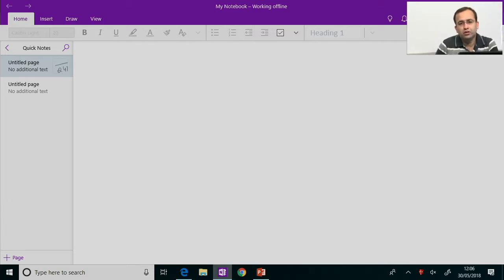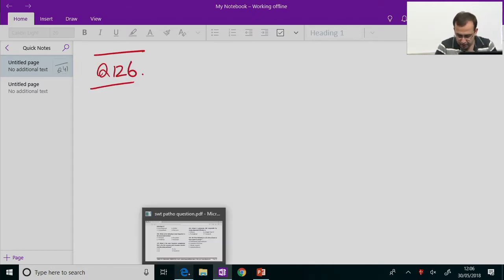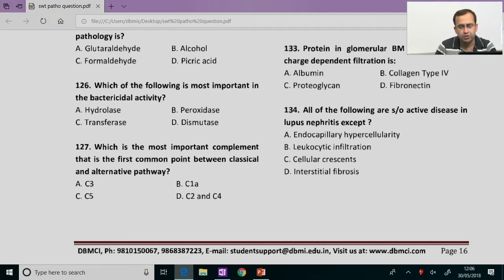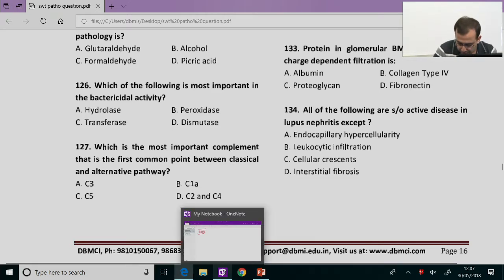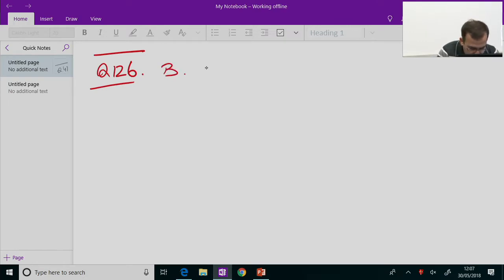Okay, so this gets us to the next question, question number 126. Which of the following is most important in the bactericidal activity? And the answer is obviously B, that is peroxidase.